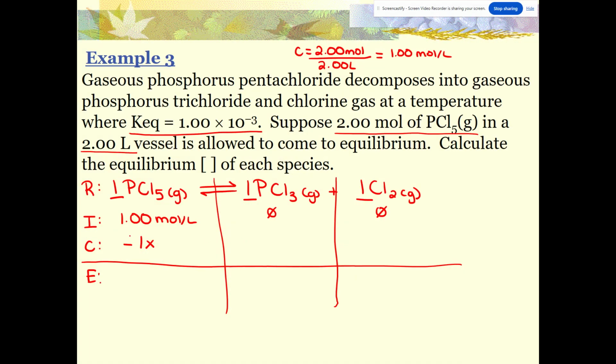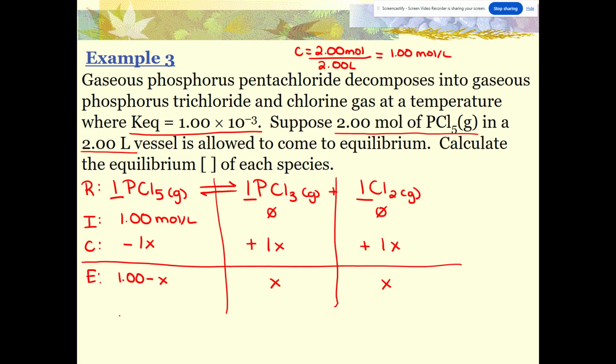So the 1x, the 1 is irrelevant, right? But it helps us, again, in case the balancing coefficients were 2, we'd have to apply that. Now my products are going up by 1x because their balancing coefficients are 1. So if I apply this to get an equilibrium, I'm going to have 1.00 minus 1x, which I'll just call x. My products will be 0 plus 1x, which will equal x, and 0 plus 1x will also equal x.